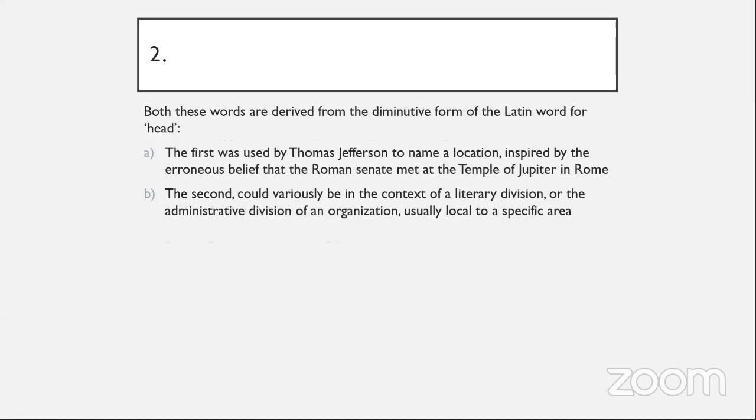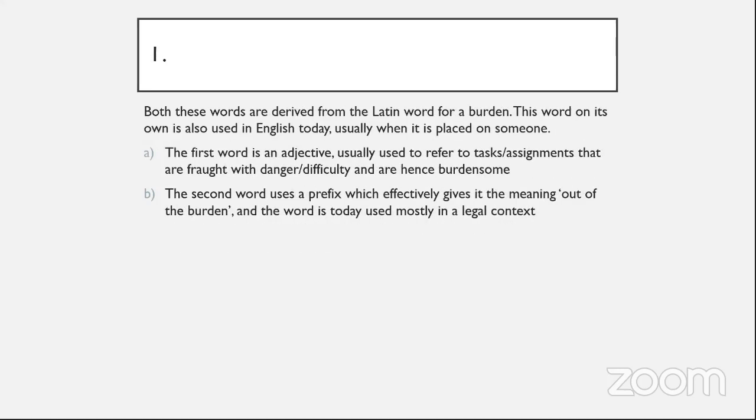I'll quickly just cycle back. So the first couple of words come from the Latin word for burden. The first is an adjective used to refer to tasks or assignments which are dangerous or difficult. The second word uses a prefix which gives it the meaning out of the burden, used in a legal context, mostly today.